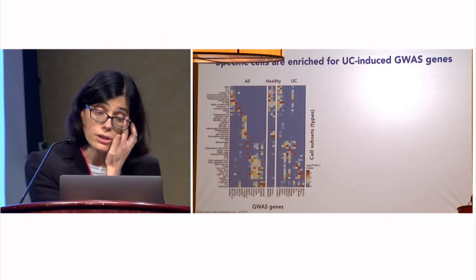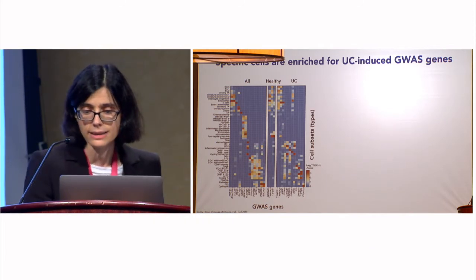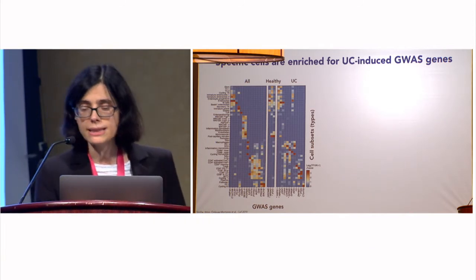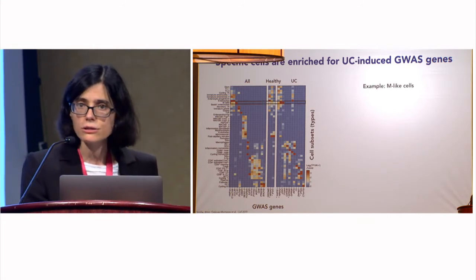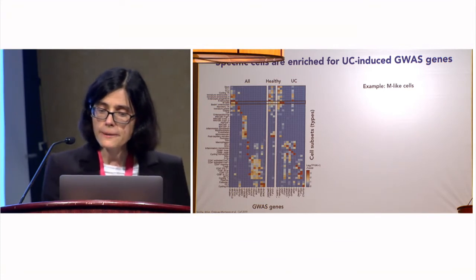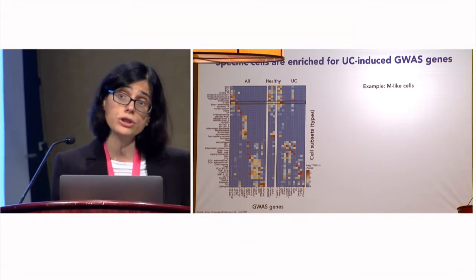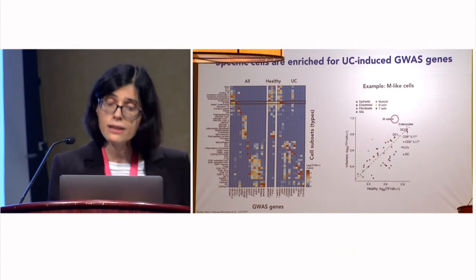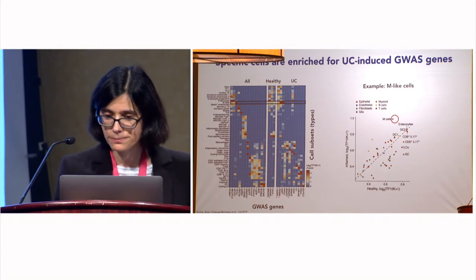But going back to ulcerative colitis, we can now look at which cells are highlighted by the analysis. And we find that some subsets are enriched for GWAS genes. For example, remember those M-like cells that are not supposed to be in your colon? These rare epithelial cells actually are not just expanded in ulcerative colitis, but they have a preponderance of GWAS genes expressed in them, and those GWAS genes, their expression is further induced in ulcerative colitis.